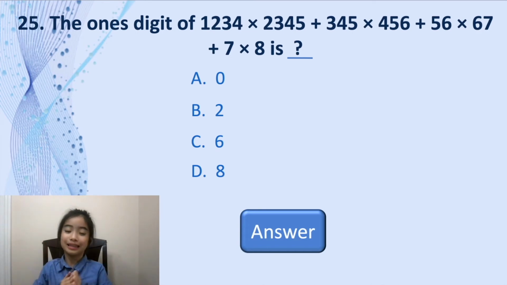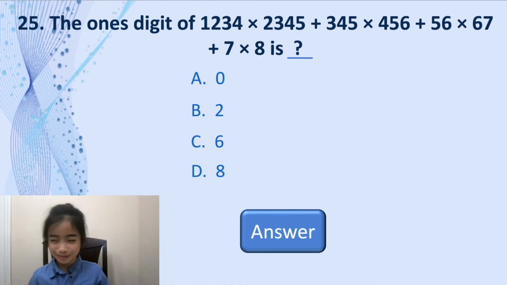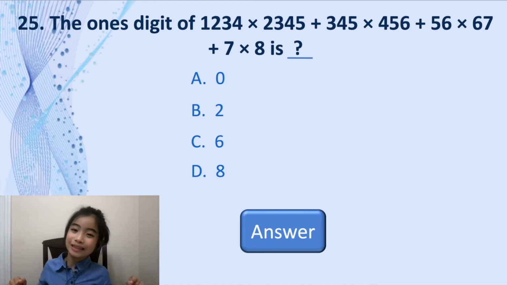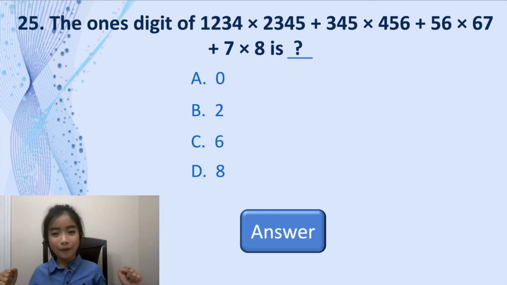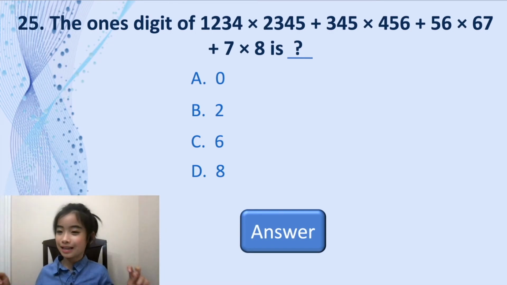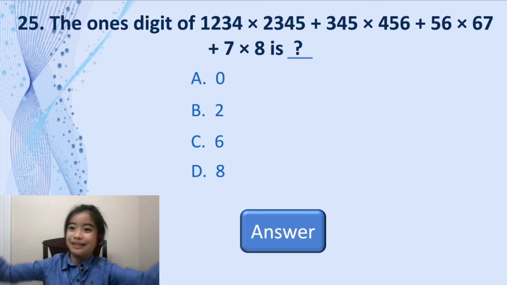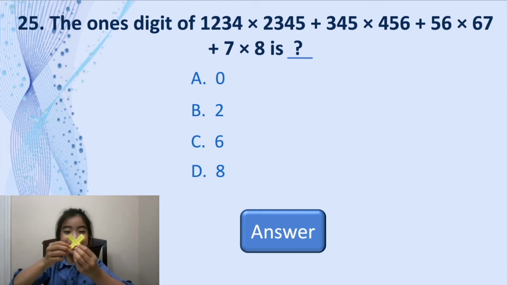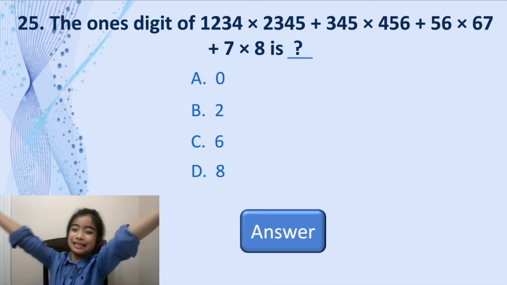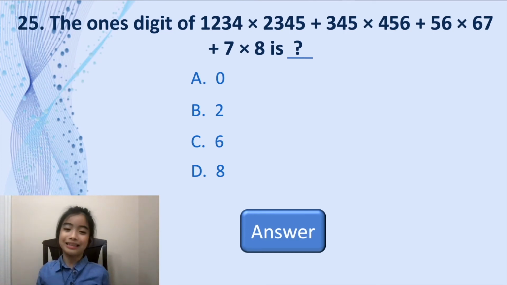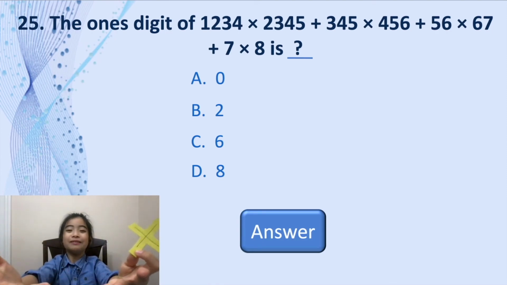Now, let's see. The last question is the ones digit of 1,234 times 2,345 plus 345 times 456 plus 56 times 67 plus 7 times 8, question mark. Wow, that was hard to say.